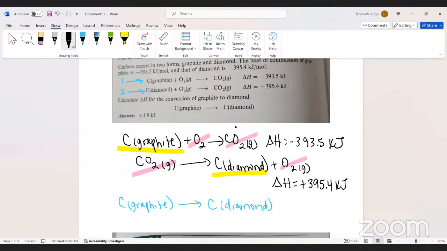Now, what am I going to do? I'm going to take these two delta H's right here and add them, and I put that in brackets, add them.